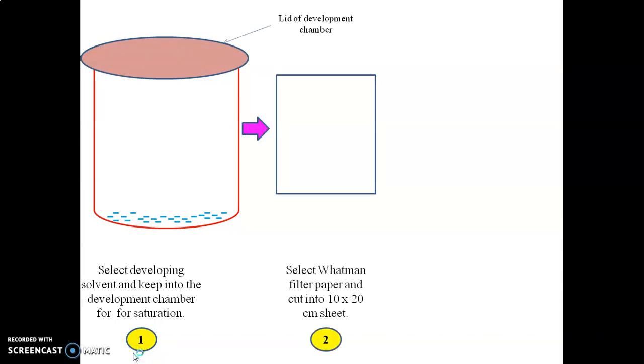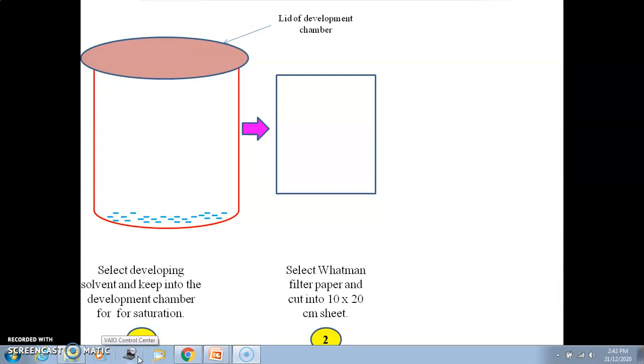Now select a Whatman filter paper, cut into a 10 by 20 centimeter sheet. There are also various criteria for the selection of the paper, such as whether the paper is being used for quantitative or qualitative analysis, whether it is used for analytical or preparative chromatography, whether the substances used are hydrophilic or lipophilic, neutral or charged species, their thickness, flow rate, purity, and the type of separation. So all these criteria are there for the selection of the filter paper.